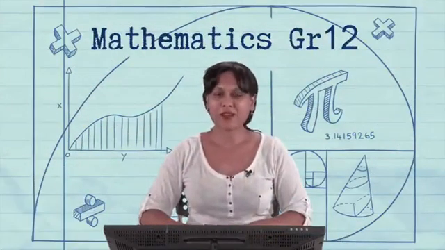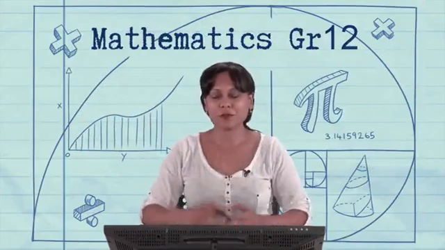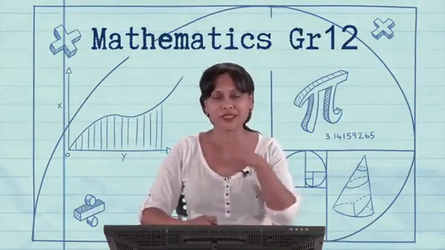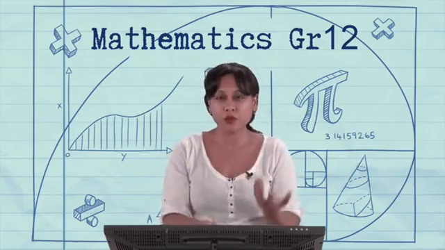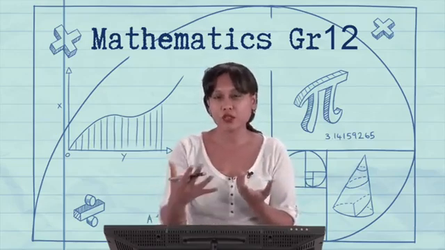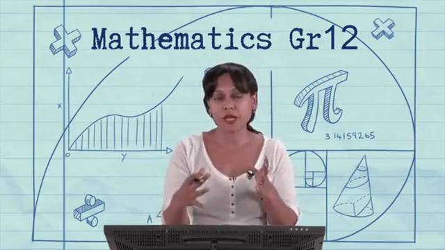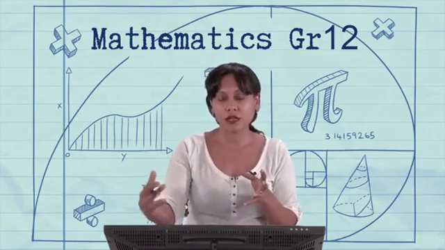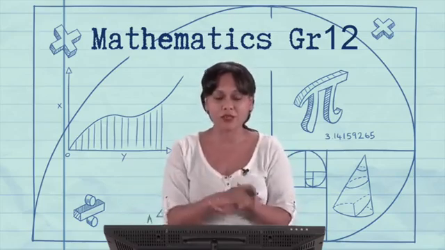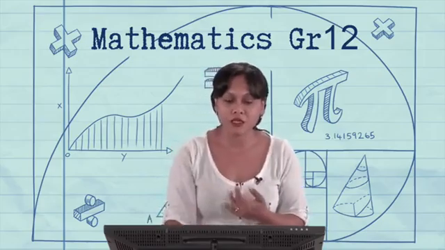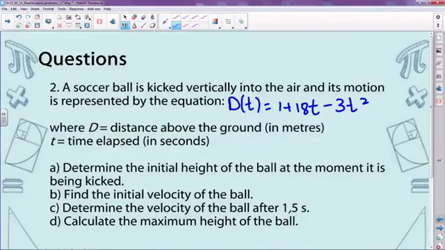Welcome back, everyone. I hope that you're now understanding your optimization problems a lot better, and you're understanding rates of change as well. We went through a bit of an explanation of rates of change before the break, and now it's time for us to apply the knowledge that we have learned so far in an actual rates of change question. So I'm going to give you another typical example. If you have a look at your screen, you're given that a soccer ball is kicked vertically into the air, and its motion is represented by a quadratic equation, and you've got a couple of questions.